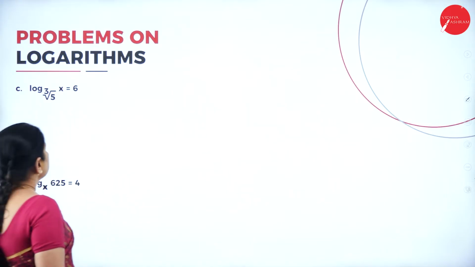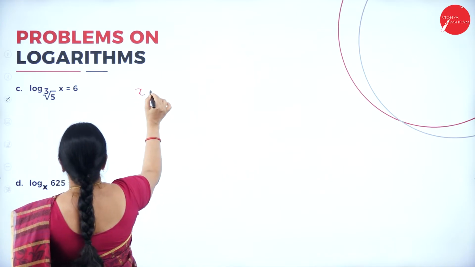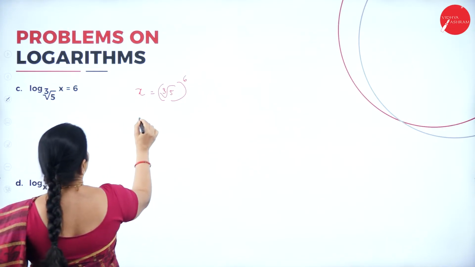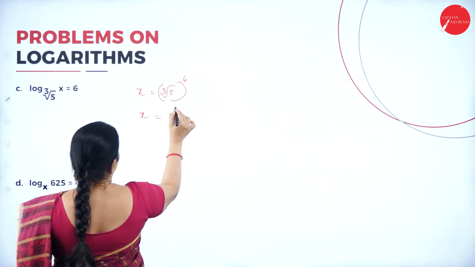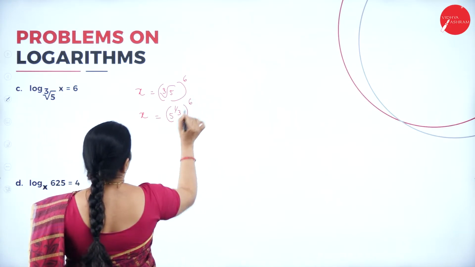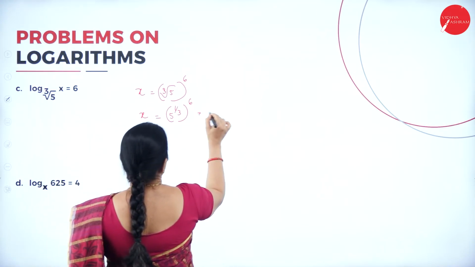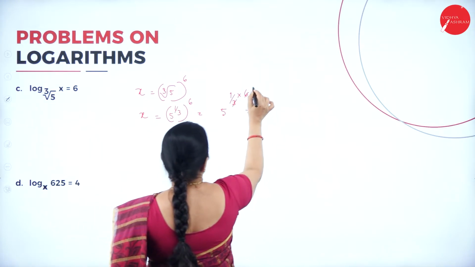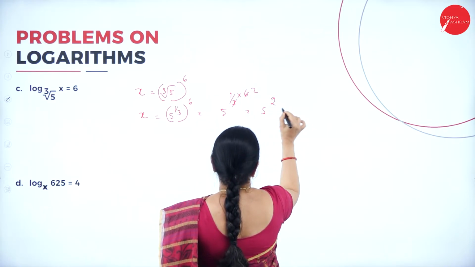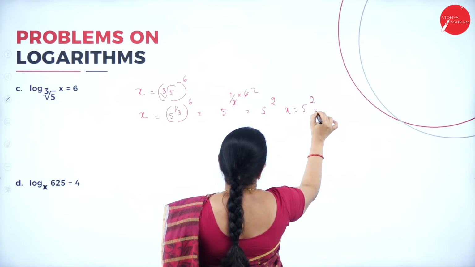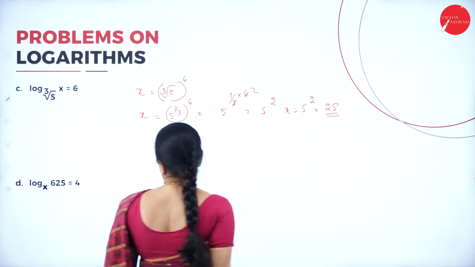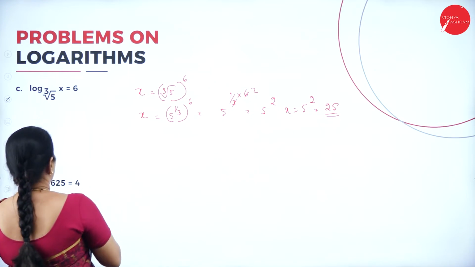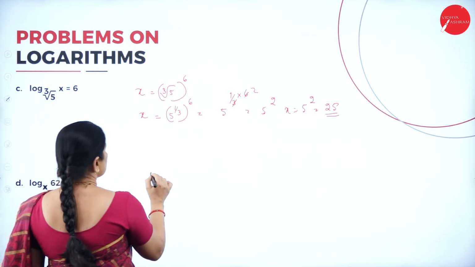Now, the next problem given here. We have x equals cube root of 5 to the power 6. Now we will write it as x equals 5 to the power of 1 by 3 whole to the power 6. Now this will be equal to 5 to the power of 1 by 3 into 6. So 3 2s are 6. So this is 5 square. So x equals 5 square, which is equal to 5 into 5 is 25. This is the answer.